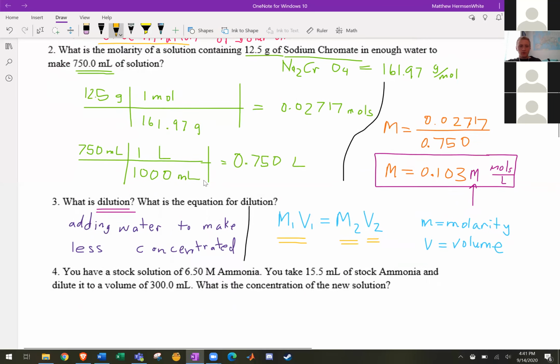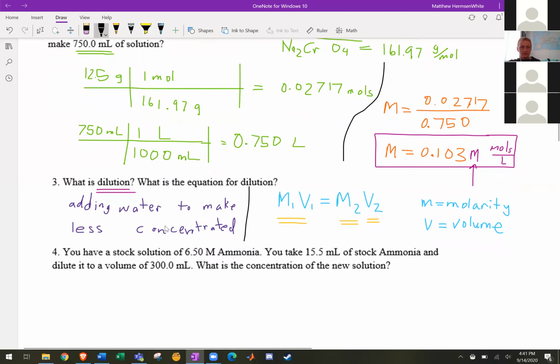So why don't we use this on number 4, and I'm going to write down the equation, and I'll give you a couple minutes to try to work through number 4 on your own. So we're just going to use the dilution equation. And why don't we spend a minute or two and try to figure out where you put all the variables in number 4.